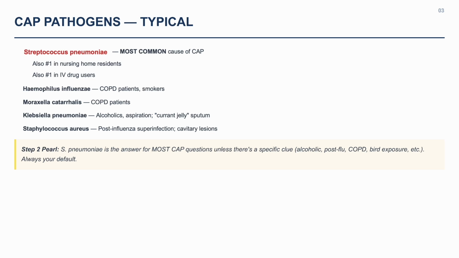Klebsiella pneumoniae is classic in alcoholics and aspiration pneumonia. Look for currant jelly sputum. Staphylococcus aureus is the classic post-influenza superinfection, often producing cavitary lesions. The Step 2 Pearl: Strep pneumo is the default answer for most CAP questions unless there is a specific clue like alcoholism, post-flu state, COPD, or bird exposure.